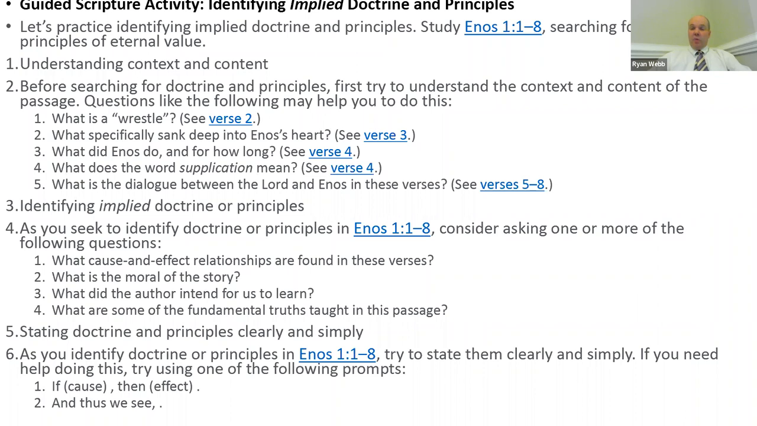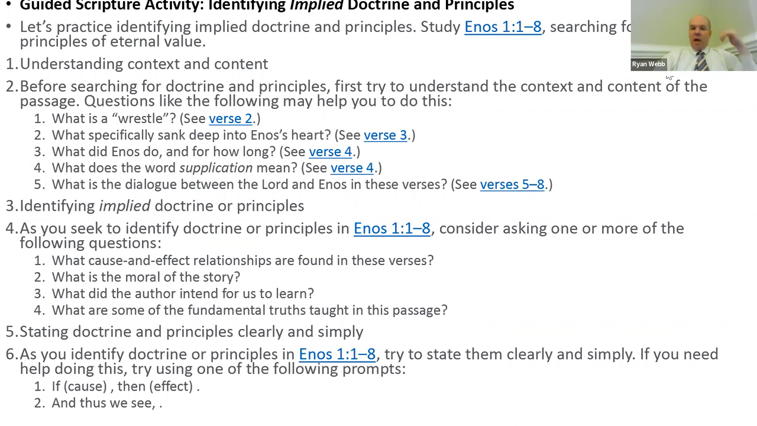So to do this well, we need to understand the context and content. We don't just jump in and identify principles. So as we look through these 8 verses, let's read them together. We've got time to do this. Let's read the first 8 verses together.